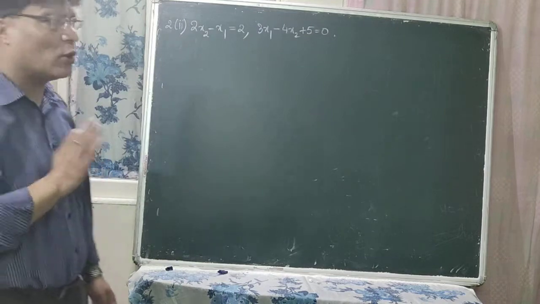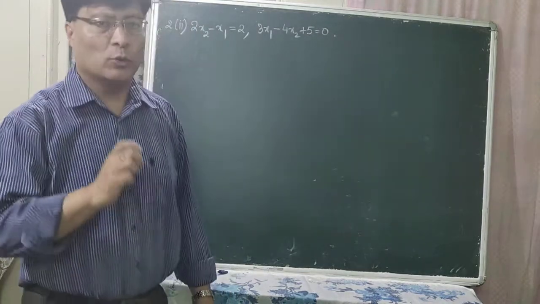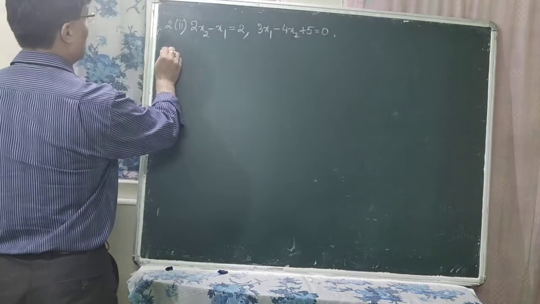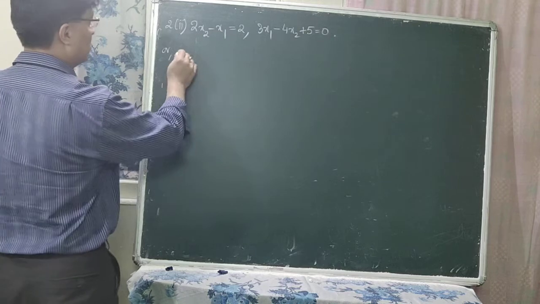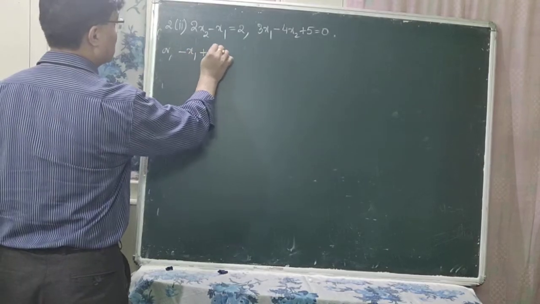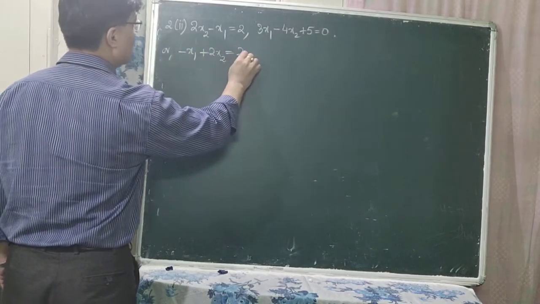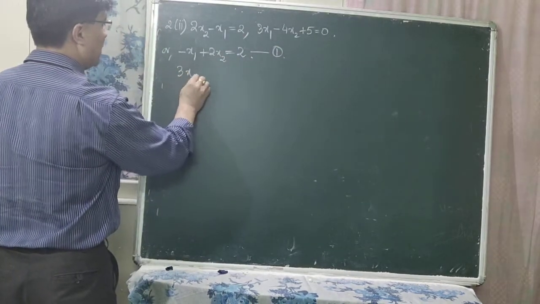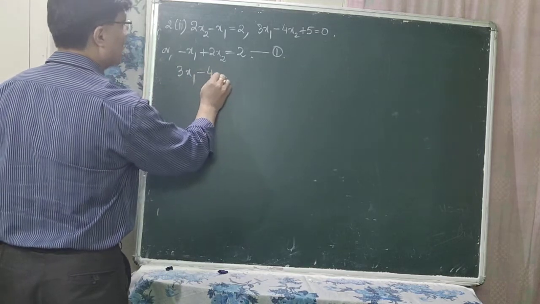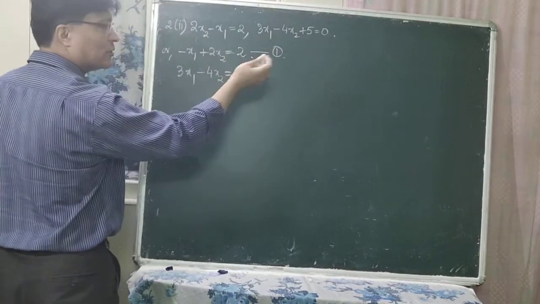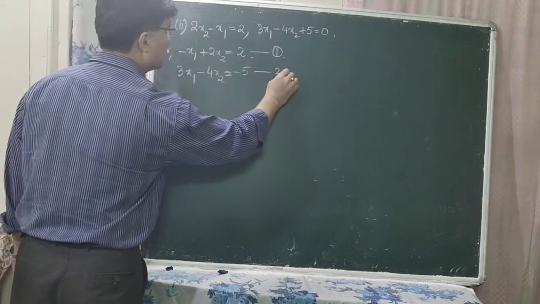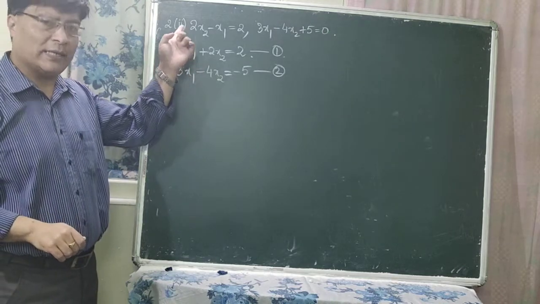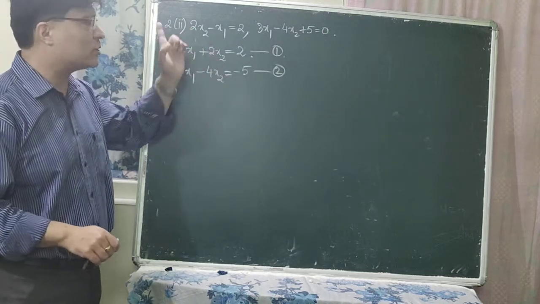But I told you that always you have to write down the constant terms which are free from x1 and x2 to the right hand side. Okay. Or let us write down this x1 first. That is minus x1 plus 2x2 is equal to 2. So this is equation 1. Next one is 3x1 minus 4x2 is equal to 5, taken to the right hand side, becomes minus 5. That is equation 2. You have to keep in mind that instead of x, x1 is there. Instead of y, x2 is there.